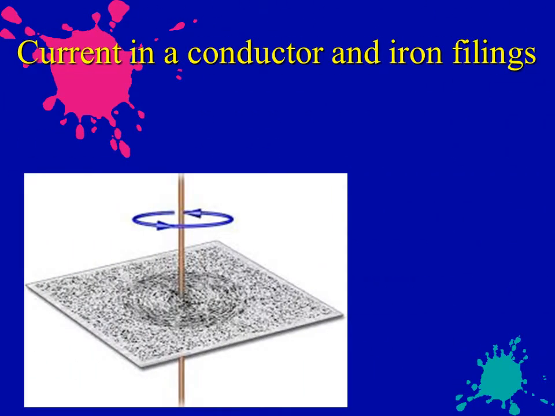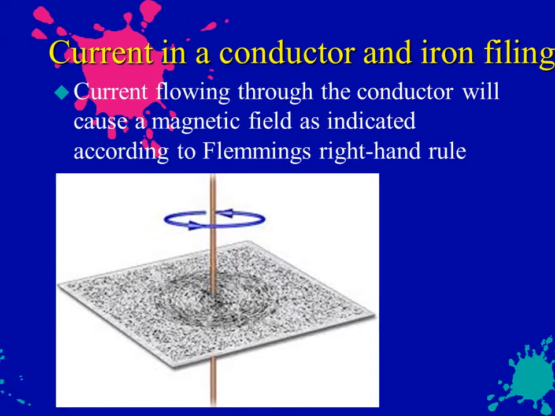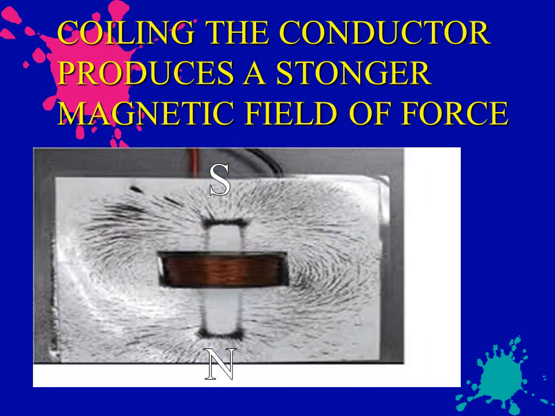Current in a conductor and iron filings experiment. Try this at home and see what happens. Using a 9 volt battery and a fair length of copper wire going through a square piece of paper with iron filings on it, current flowing through the conductor will cause a magnetic field as indicated according to Fleming's right-hand rule. Coiling the conductor produces a stronger magnetic field of force.